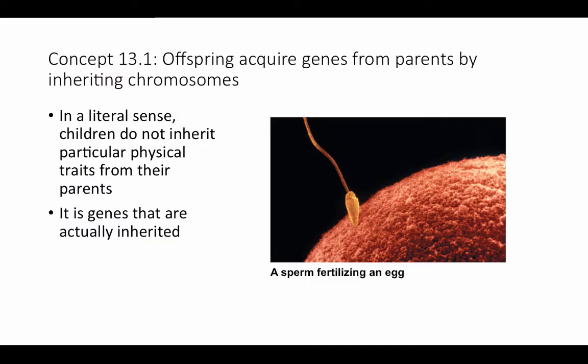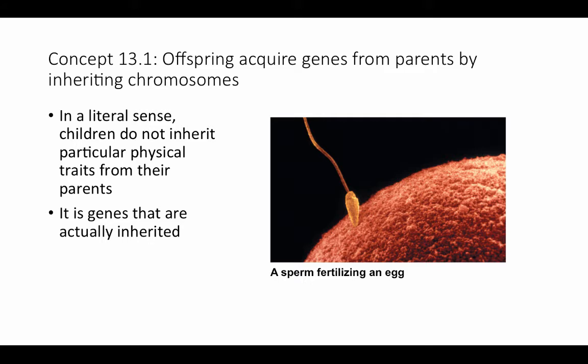So we now know that offspring acquire genes from parents by inheriting chromosomes. Chromosomes are the actual units that are passed from parent to offspring. So in a literal sense, children do not inherit particular physical traits from their parents.